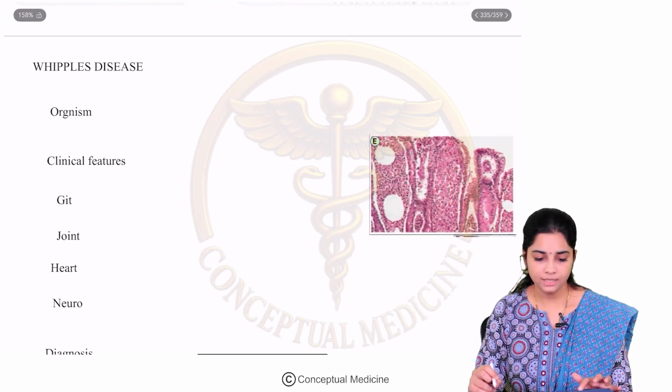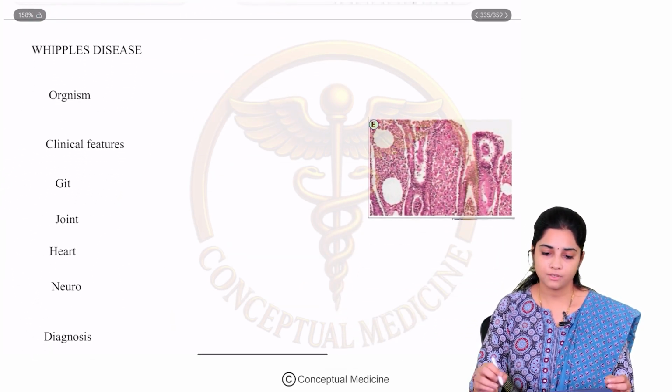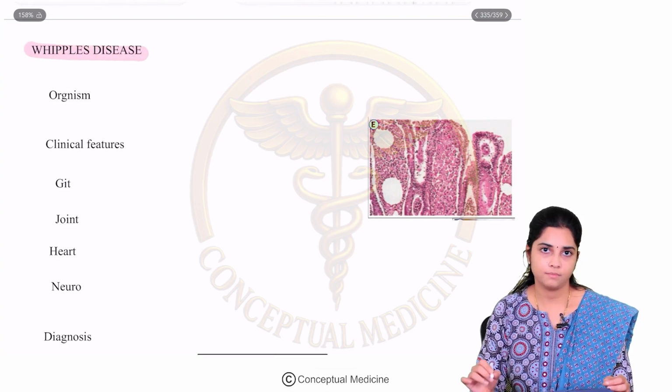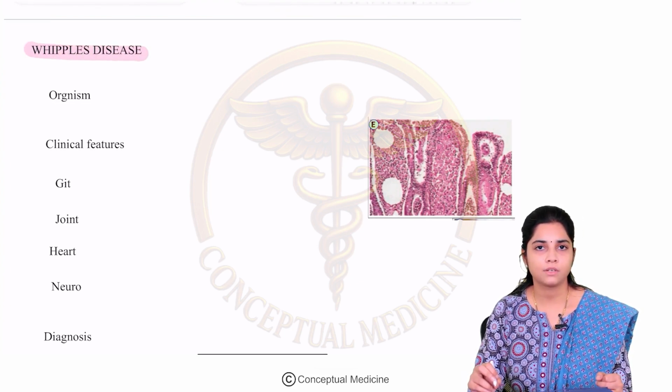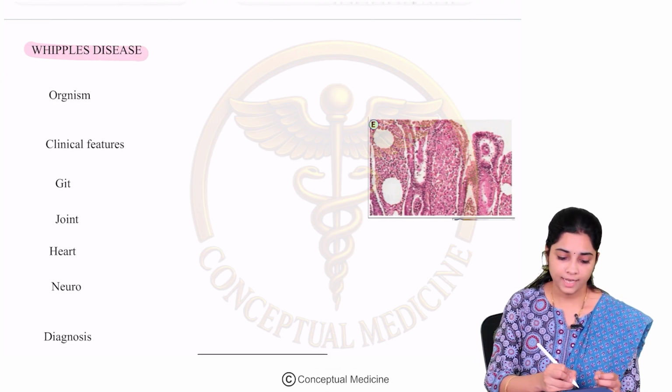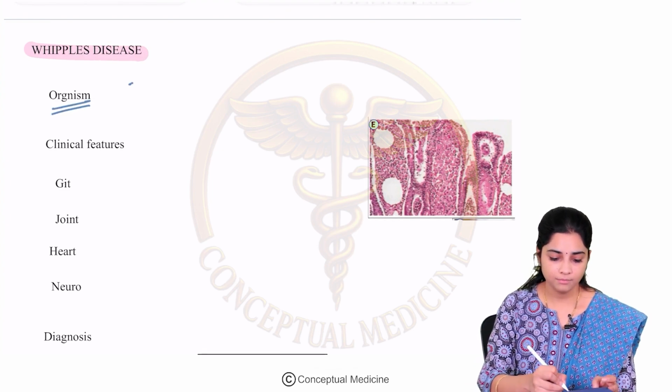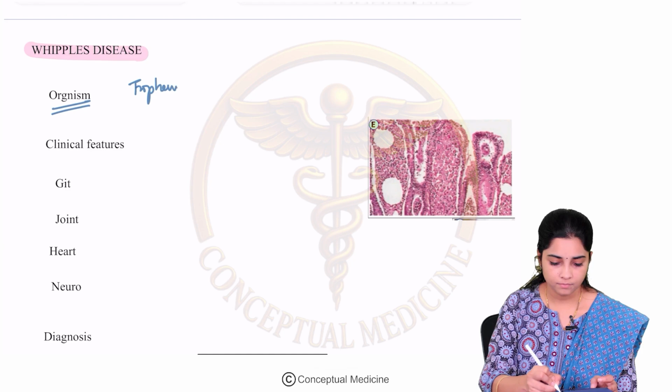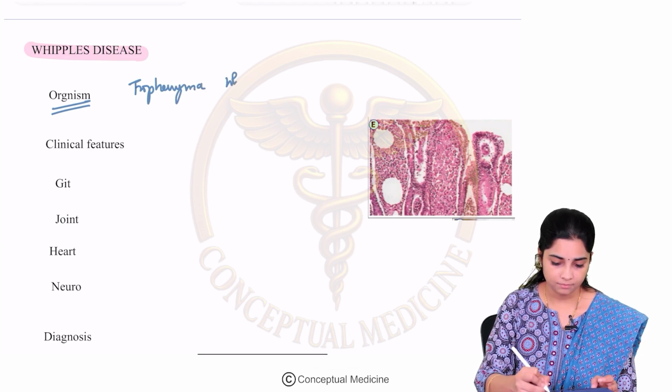Now let us look at the next malabsorptive disorder, which is your Whipple's disease. So Whipple's disease is basically a disorder which is an infection caused by the organism Tropheryma whipplei.